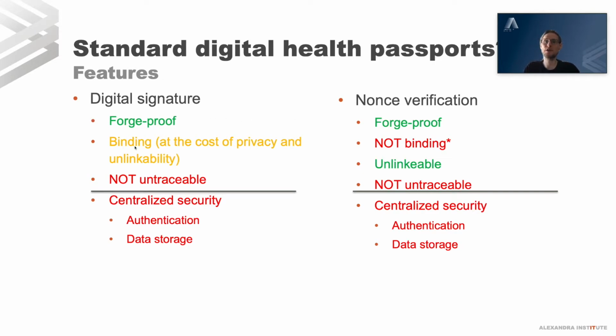When it comes to binding, on the other hand, digital signatures can achieve some sort of binding, but at the cost of privacy and anonymity, in the sense that the user's identity will have to be included in the certificate. In the nonce verification, you don't directly have any of this unless user identifiable information is given to the verifier from the issuer when it validates the nonce. This basically means that we don't get unlinkability and we don't get untraceability. And in fact, neither digital signature nor the nonce verification achieves untraceability.